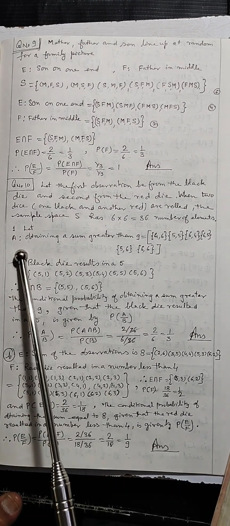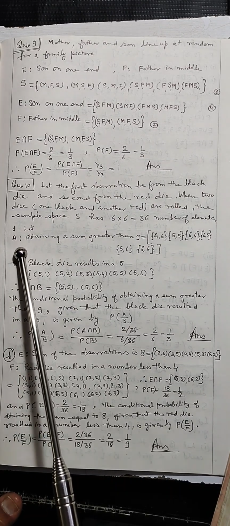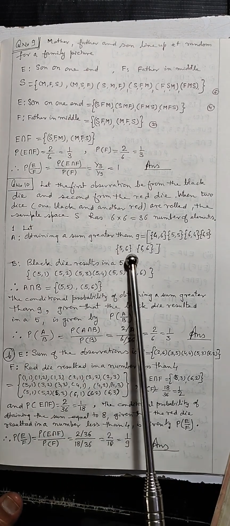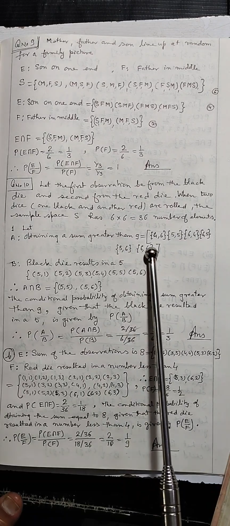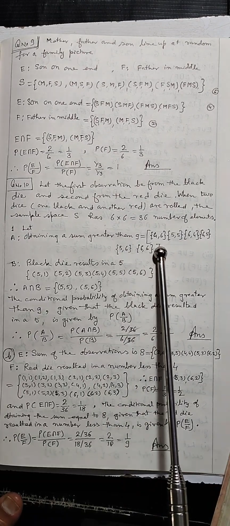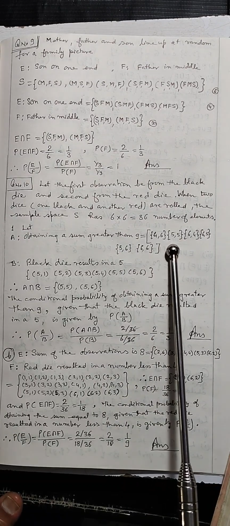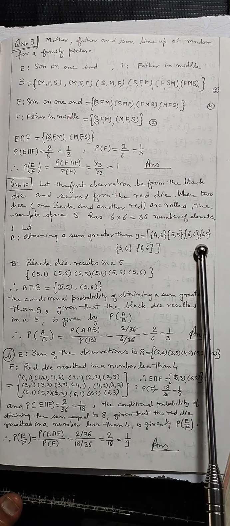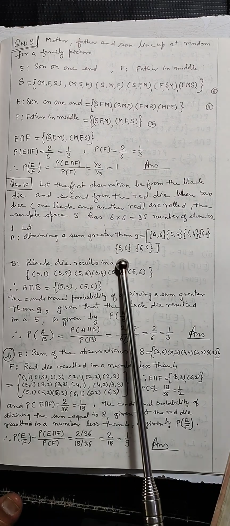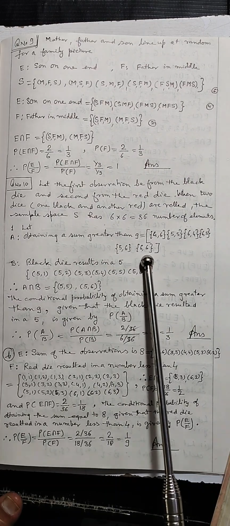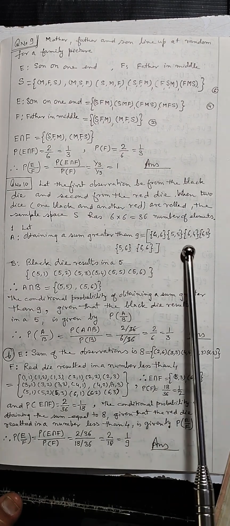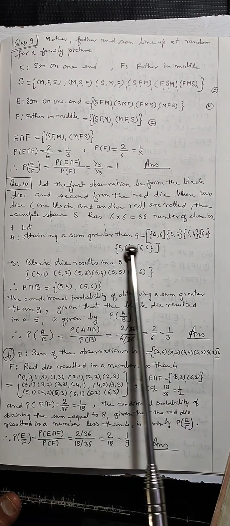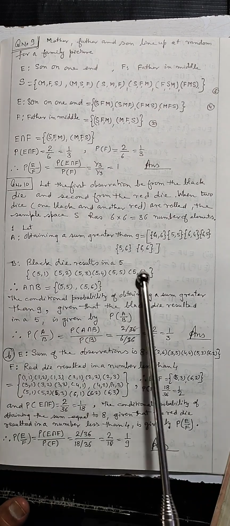Let A stand for obtaining a sum greater than 9. So what will be the situation of getting greater than 9? That is 4 plus 6, that is 10, so 4, 6. 5 plus 5, again 10. 6 plus 4, again 10. 6 plus 5, 11. 5 and 6, 11. 6 and 6, 12. So all these elements will consist of the set A.